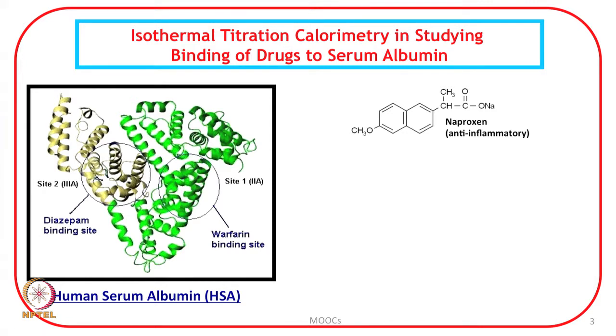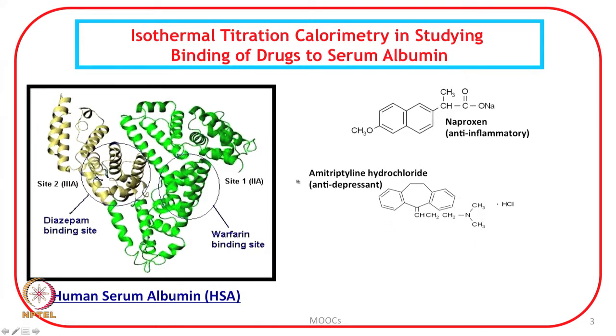The second example that I am going to take is that of amitriptyline hydrochloride. Amitriptyline hydrochloride is an antidepressant drug molecule, and once again taking a look at its molecular structure, it suggests that the hydrophobic content of amitriptyline is higher than the hydrophobic content of naproxen.